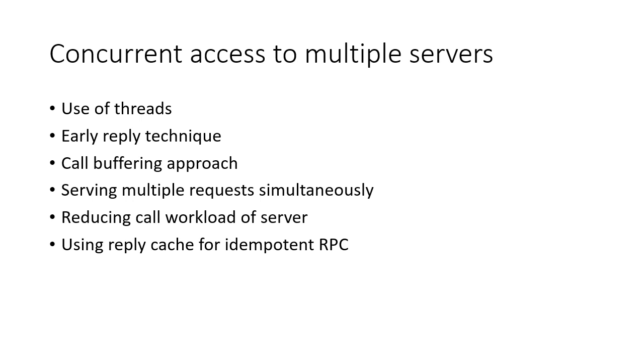Then we'll talk about concurrent access to multiple servers. For that we require the use of threads so that the process can work in parallel. Then we require the early reply technique, which we talked about a few seconds before, and the call buffering approach, serving multiple requests simultaneously, reducing the call workload of the server, and using a reply cache for idempotent RPCs. All that improves the efficiency of RPC and allows concurrent access to multiple servers.